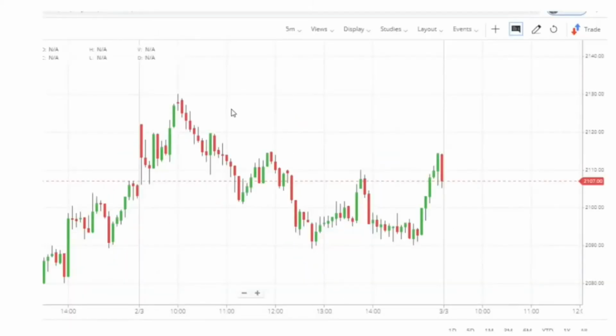Let us see these candlesticks in our chart. Here you can see a 5-minute candlestick chart. Here you can see the time frame, 5 minute. You will get different time frames according to your need: 5 minutes, 10 minutes, 15 minutes, 1 day, 30 minutes, like that. You have so many time frames. You can set them according to your need.